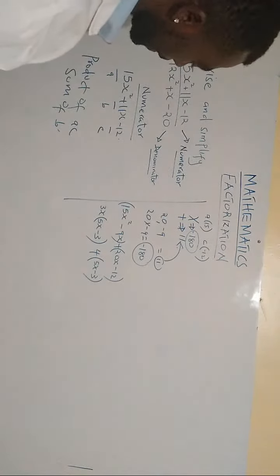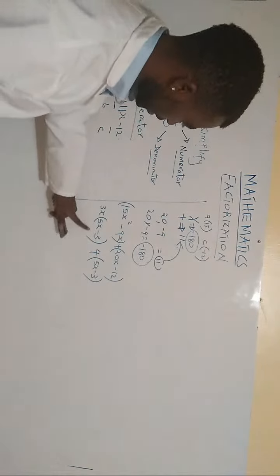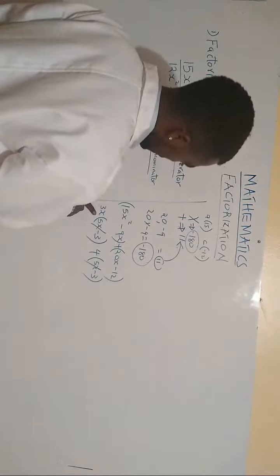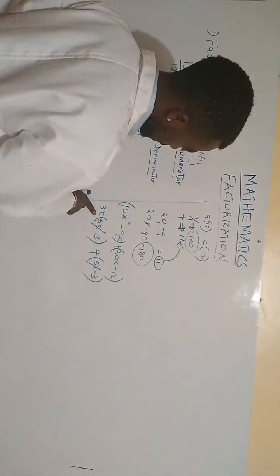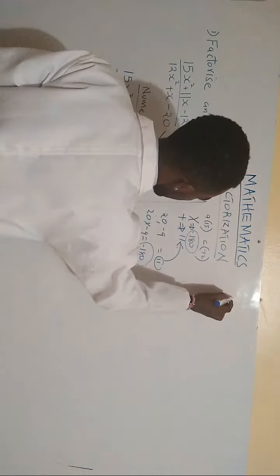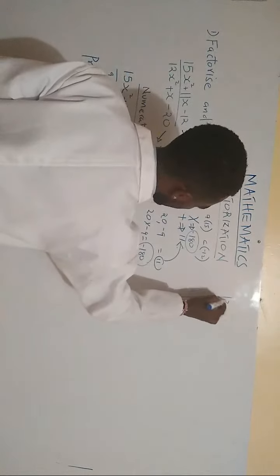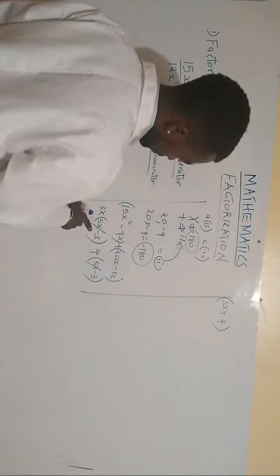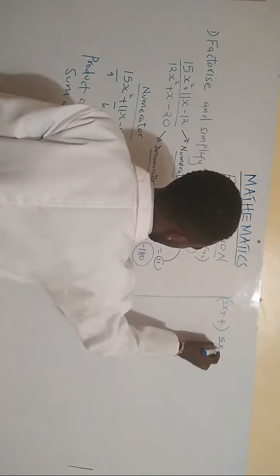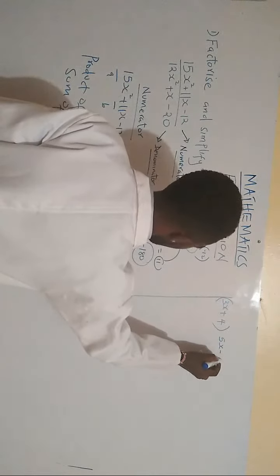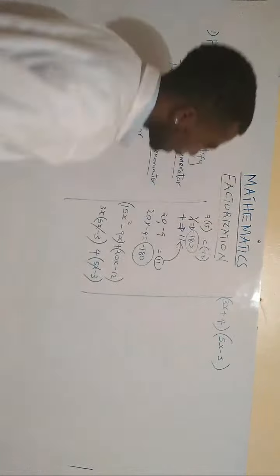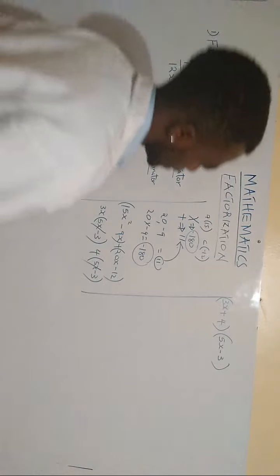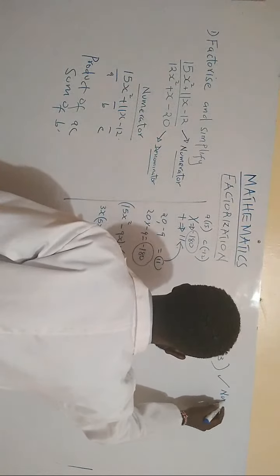So that is the numerator. These two factors are equal, so we can work with them. Finally, we can say it is 3x plus 4, then we pick 5x minus 3. That is the numerator.